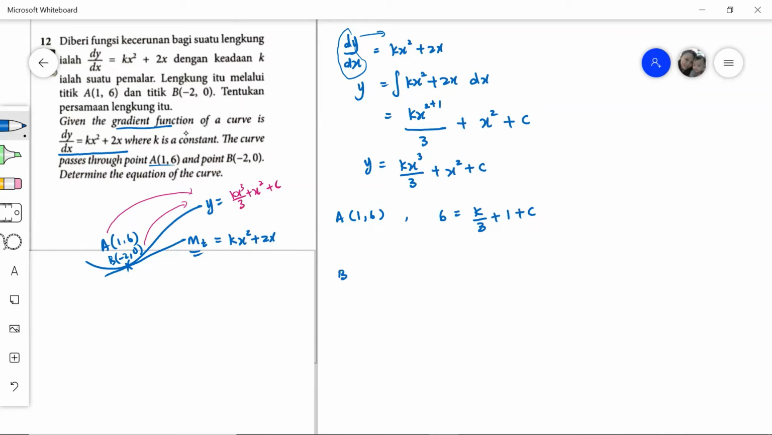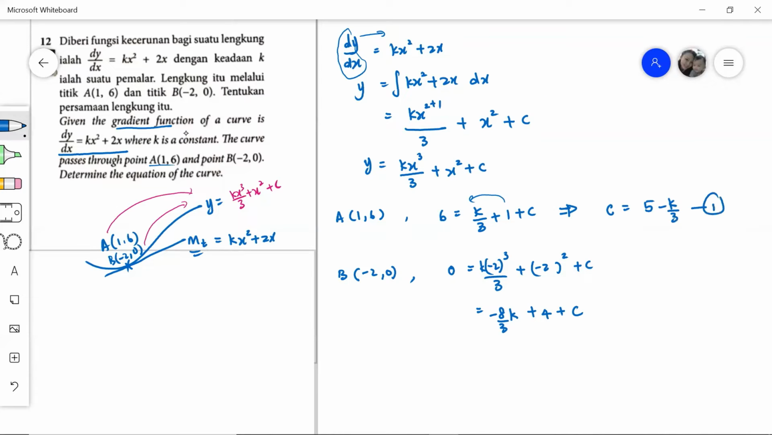When B is substituted in, we have 0 equals k times (-2) cubed over 3 plus (-2) squared plus c, which is -8 over 3 k plus 4 plus c. Now, let's rewrite c as the subject. So c will equal 6 minus 1, that is 5, 5 minus k over 3.